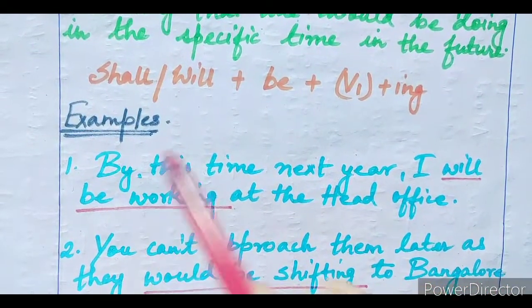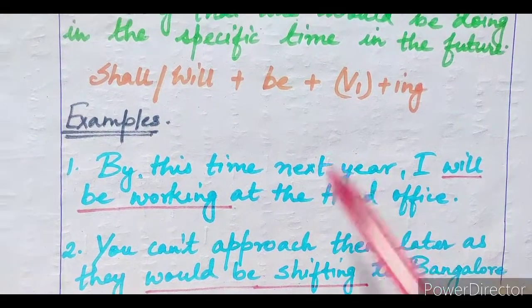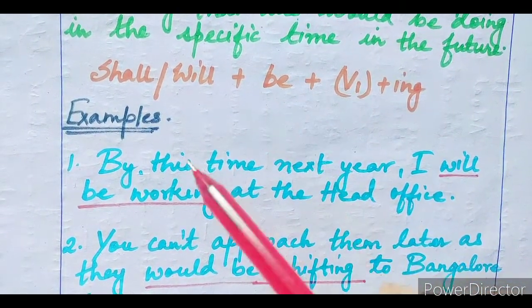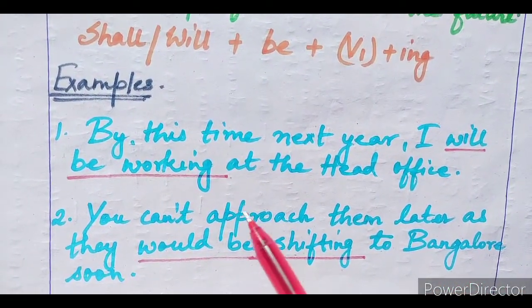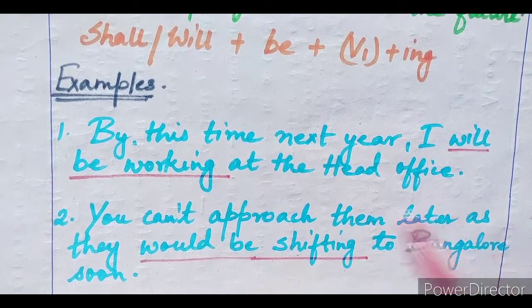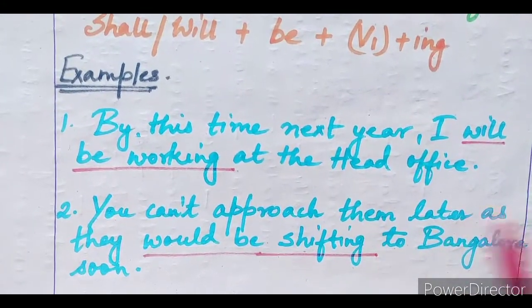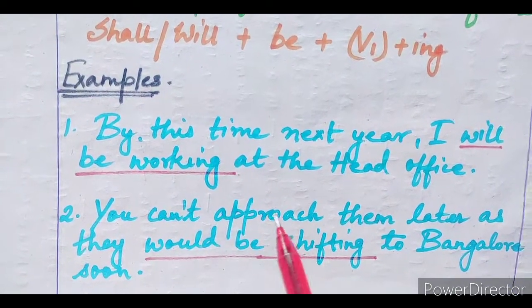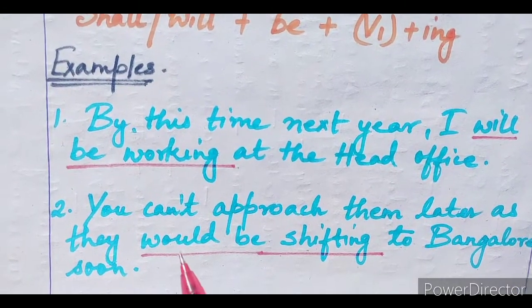Number 1, by this time next year I will be working at the head office. So by this time next year, okay, I would be doing what? I would be working at the head office. The second example, you can't approach them later as they would be shifting to Bangalore soon. So if you delay, you won't be able to approach them. Why? Because they would be shifting to Bangalore very soon in future.